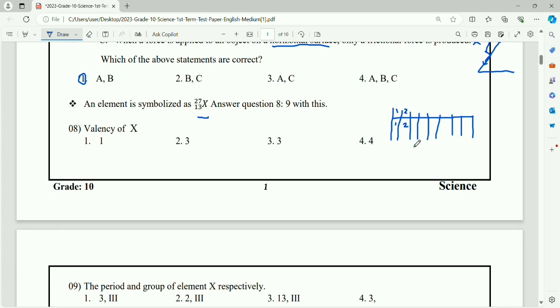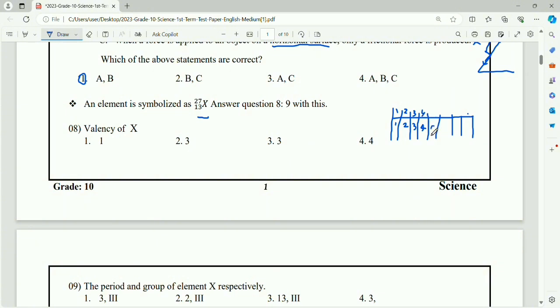If we go to group 3, the last orbit has 3 electrons. So it will lose these 3 electrons and get the strong electronic configuration of these atoms. So here valence is 3 because it lost 3 electrons. If you take group 4, it will lose 4 or gain 4 electrons in order to gain the strong electronic configuration. So its valence is 4.